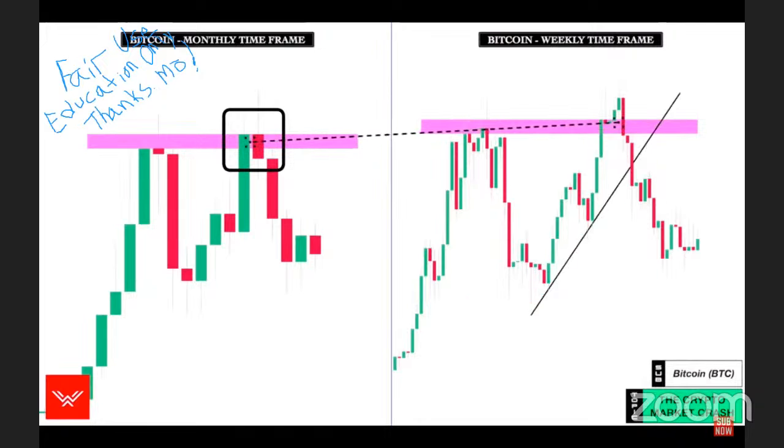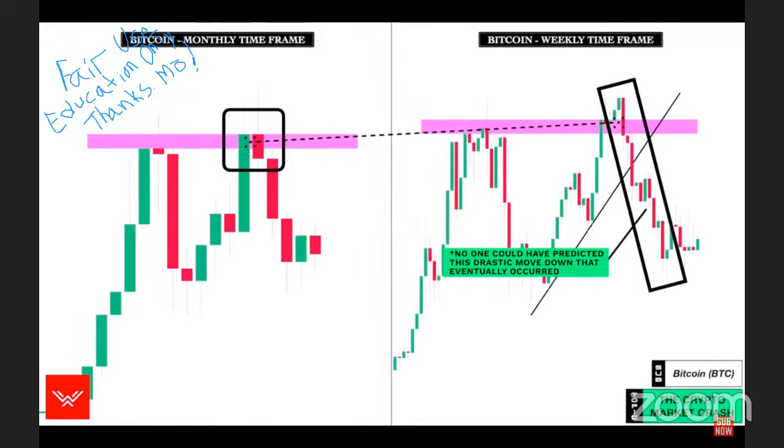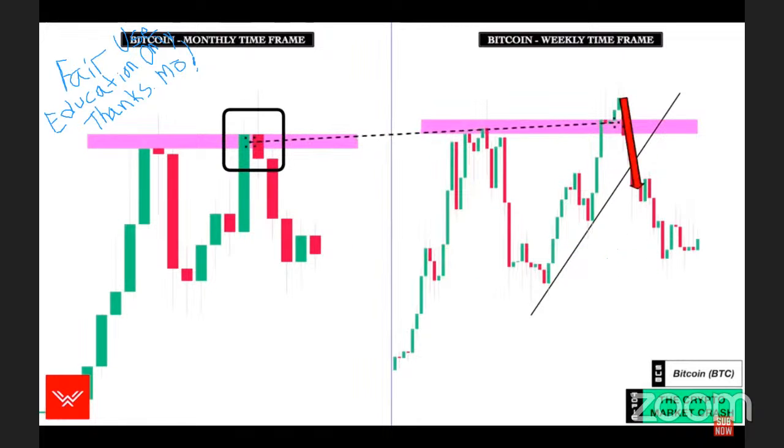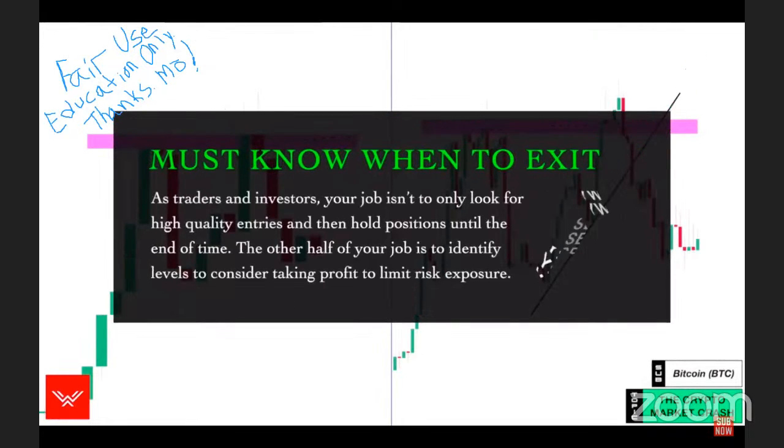Now, to be clear, no one could have predicted this drastic reversal here. In an alternate timeline within the multiverse, this could have ended up being a slight pullback and then price continued up until the moon. But as traders and investors, your job isn't to only look for high quality entries and then hold those positions until the end of time. The other half of the job is to identify great areas to consider taking profit, to not only pull money out of the market, but also to limit risk exposure.